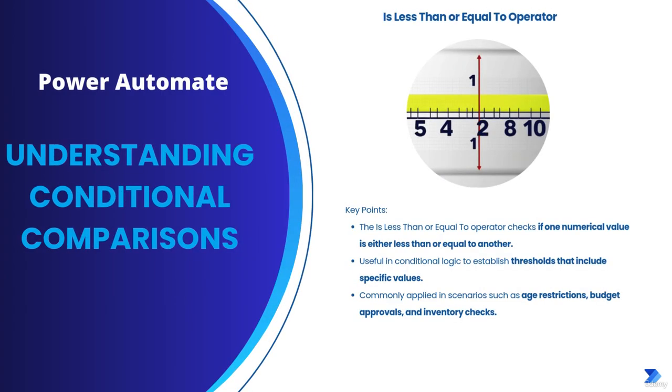Is less than or equal to definition. The is less than or equal to operator checks if one numerical value is either less than or equal to another.